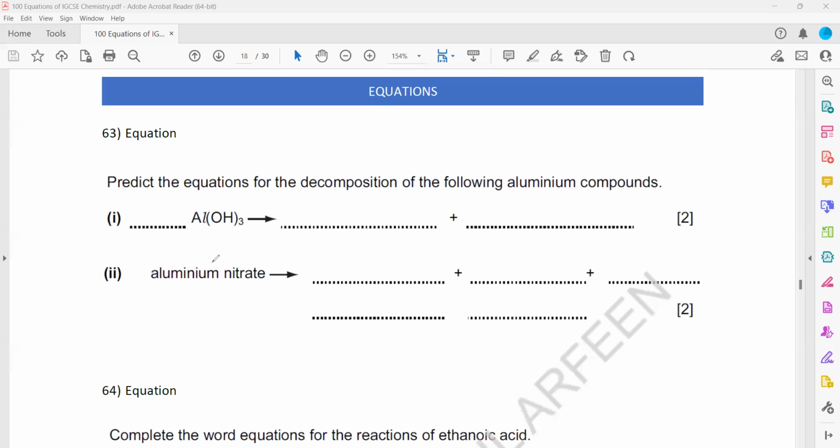Next one is a word equation you have to complete. When aluminum nitrate, from calcium till copper nitrates, when we heat, it will give metal oxide. Aluminum oxide will be there plus nitrogen dioxide plus oxygen. And the appearance, because nitrogen dioxide is a brown gas, so the observation is a brown gas appearance.